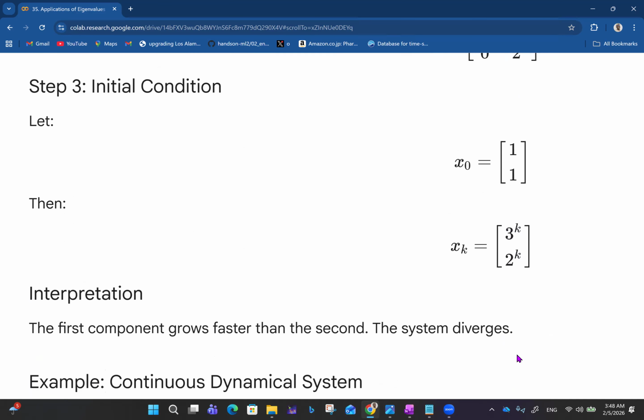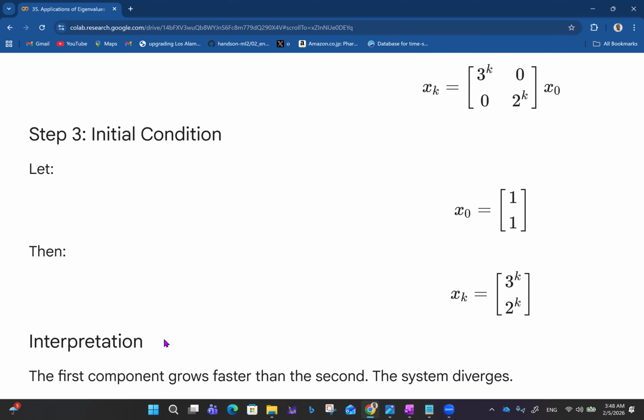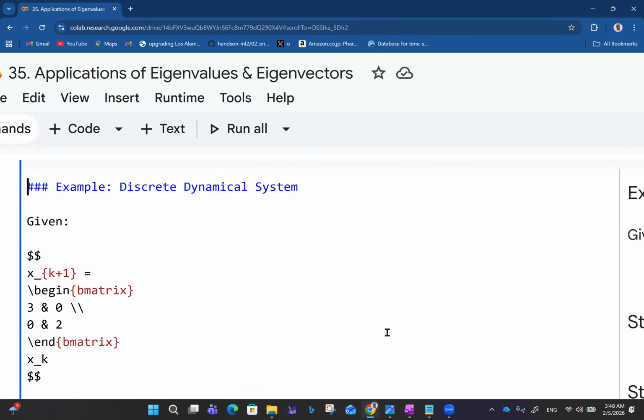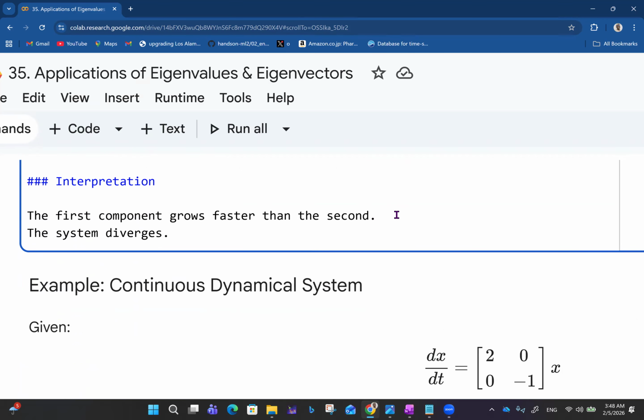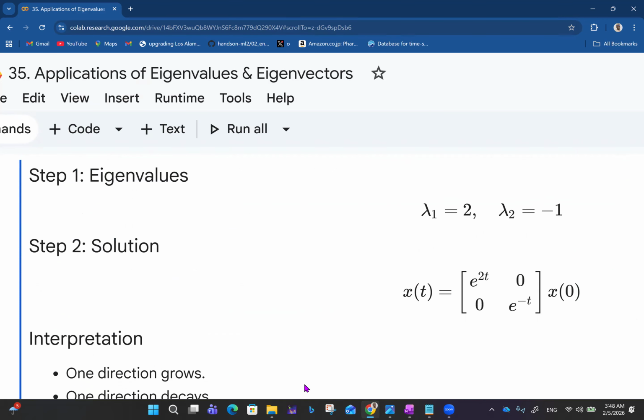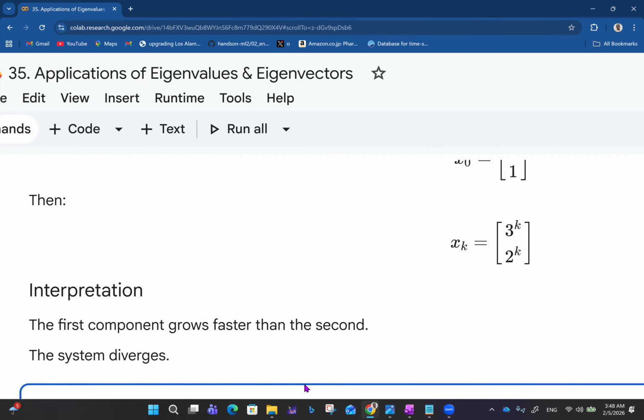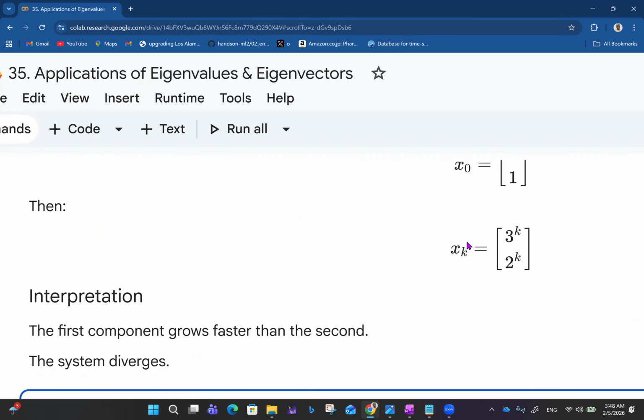So in those different components, the interpretation is simply this: the first component grows faster than the second and the system diverges. This one is in two components, the X component and the Y component. So the growth is faster in the first component compared to the second component. As a result, the system diverges because it just grows boundlessly.